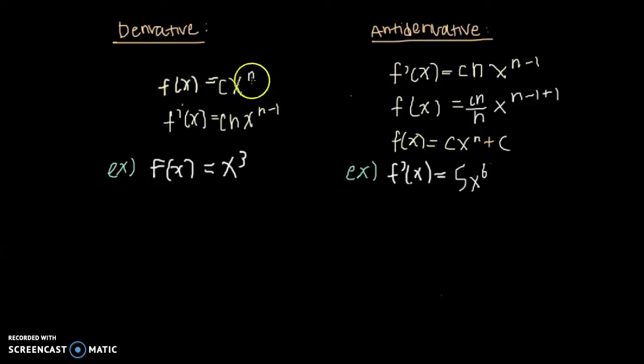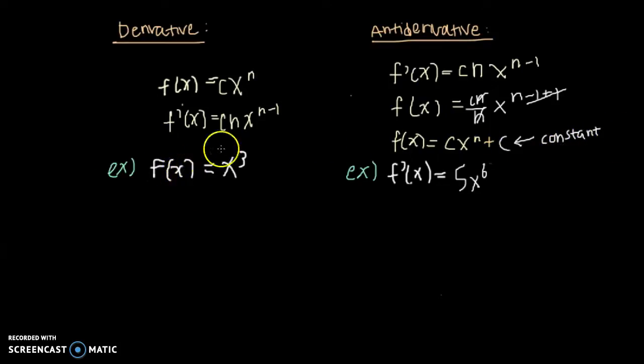For the derivative, we pull down n and we multiply by the constant, and then we subtract 1 from n. But for our antiderivative, we have to add 1 instead of subtracting 1, and then we have to divide by n instead of multiplying by n. So this cancels out, and then negative 1 plus 1 is 0. So it's c times x to the n plus c. And this c right here is a constant, and we have to put the constant at the end because the derivative of a constant is 0.